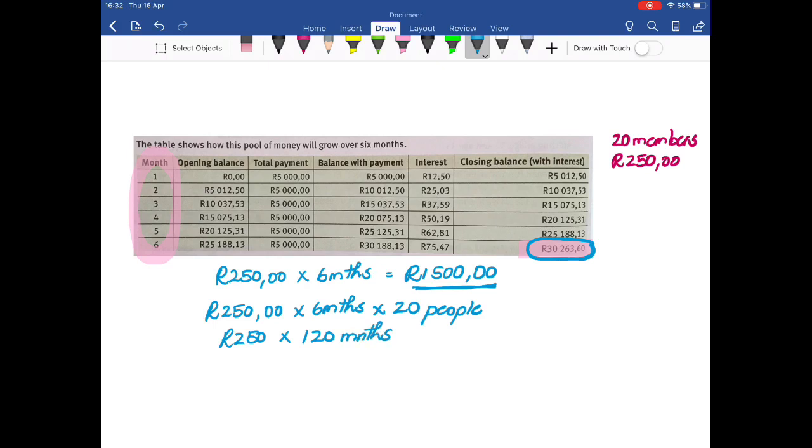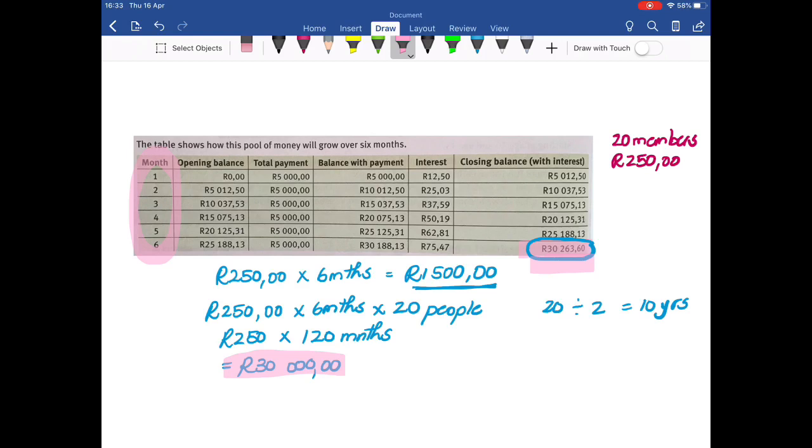Because if it's every 6 months, so 20 divided by 2, because twice a year, equals 10. 10 times 12 months, so that's going to give me 10 years, times 12 months is 120. And if I do that calculation, I will get 30,000 Rand. Now you need to ask yourself, 30,000 Rand, how much have they actually scored?